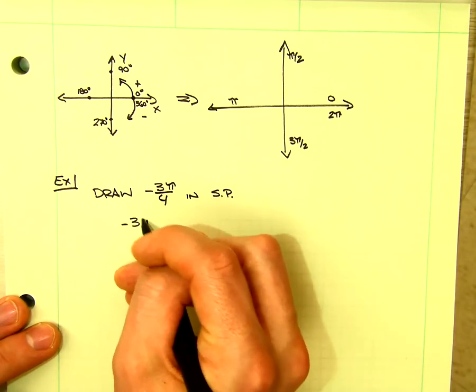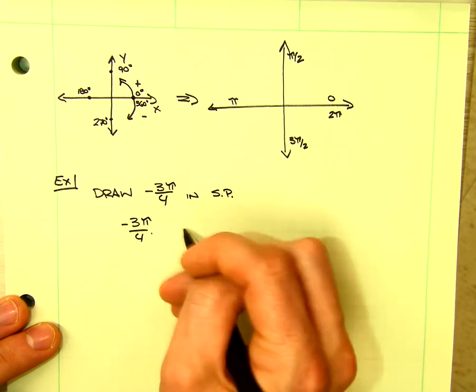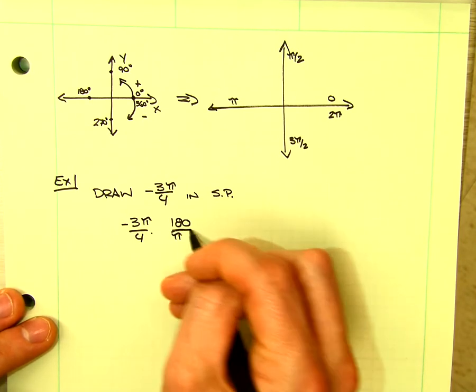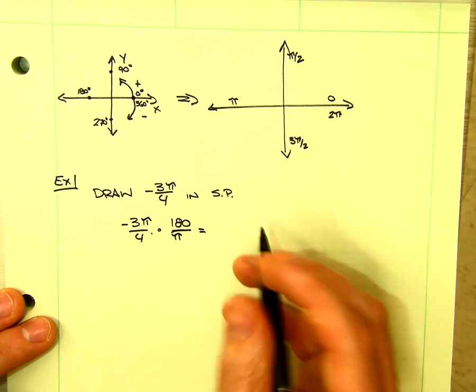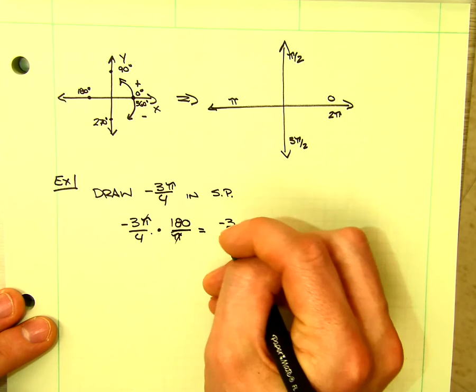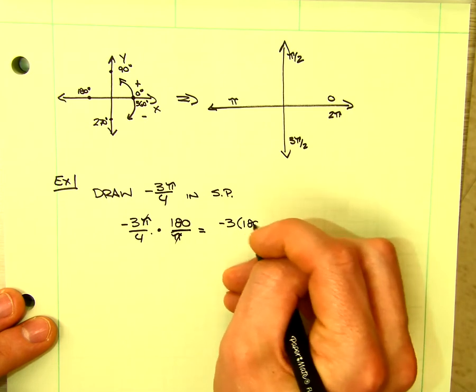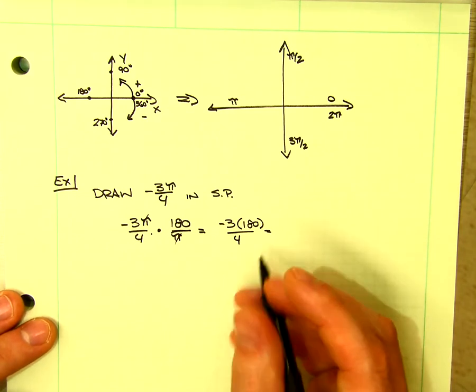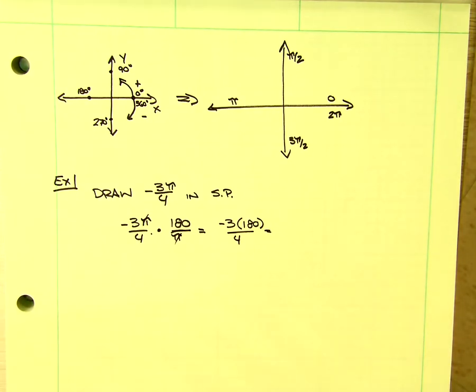So I say negative 3 pi divided by 4 times, once again, I need to do the conversion, 180 divided by pi, multiplied. The pi's cancel. I get negative 3 times 180 divided by 4. And sure enough, this is going to be equal to, let me think here, got to do some quick math in my head.